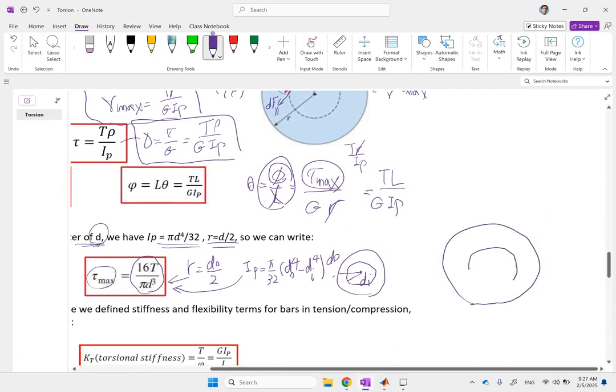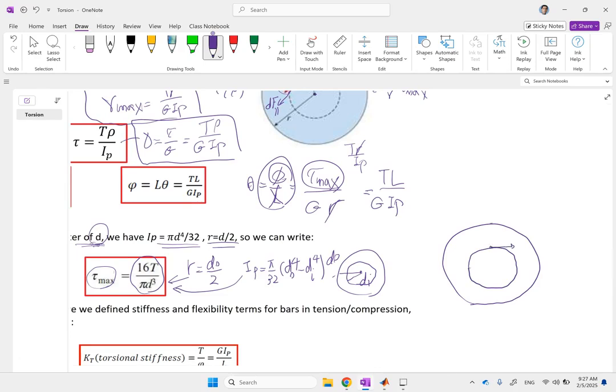So if I draw the profile for that, at this location there is a tau min, and at this location there is a tau max. It is still a linear relation, but you don't start at 0. So this is tau max, and this is tau min. This is the distribution for a hollow tube. And you can show that for a hollow tube, the strength to mass ratio is better than a solid one.